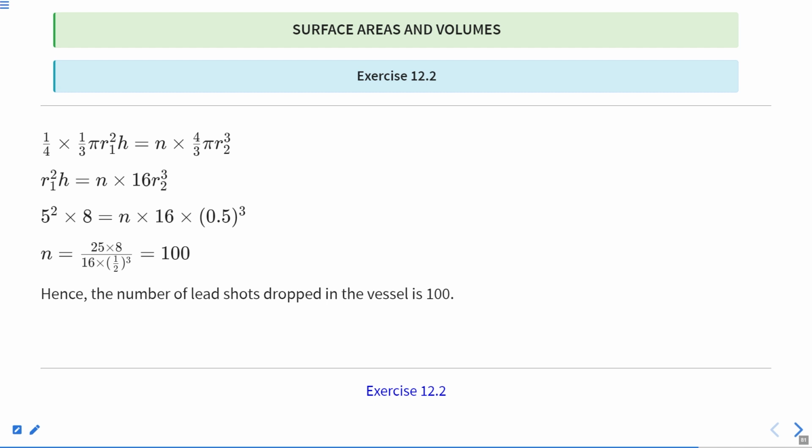It implies 5 square times 8 is equal to n times 16 times 0.5 cube. So here basically we put all these values: r1 is 5, h is 8, and r2 is equal to 0.5. Now if we simplify this equation, we get the value of n. So n is equal to 25 times 8 divided by 16 times 1/2 whole cube, and this is equal to 100. So the number of lead shots dropped in the vessel is 100.